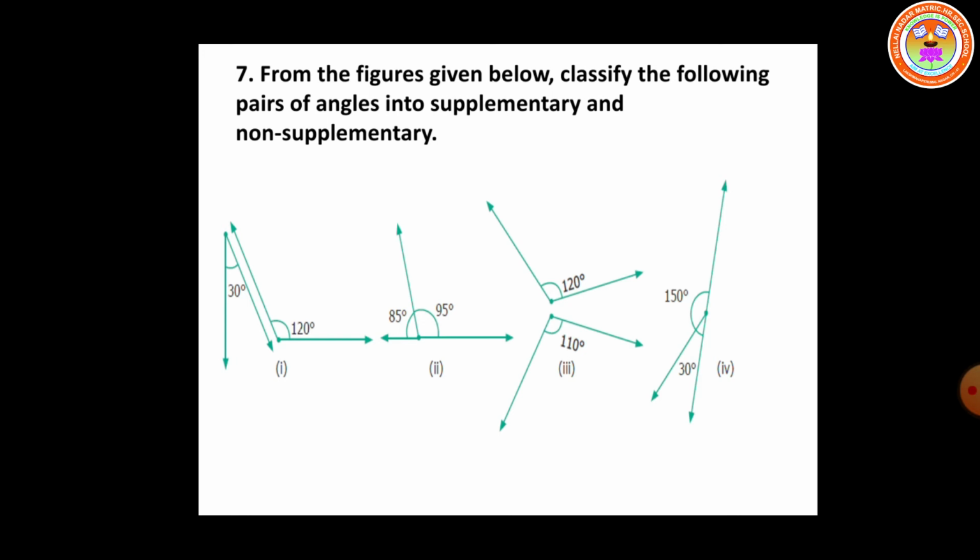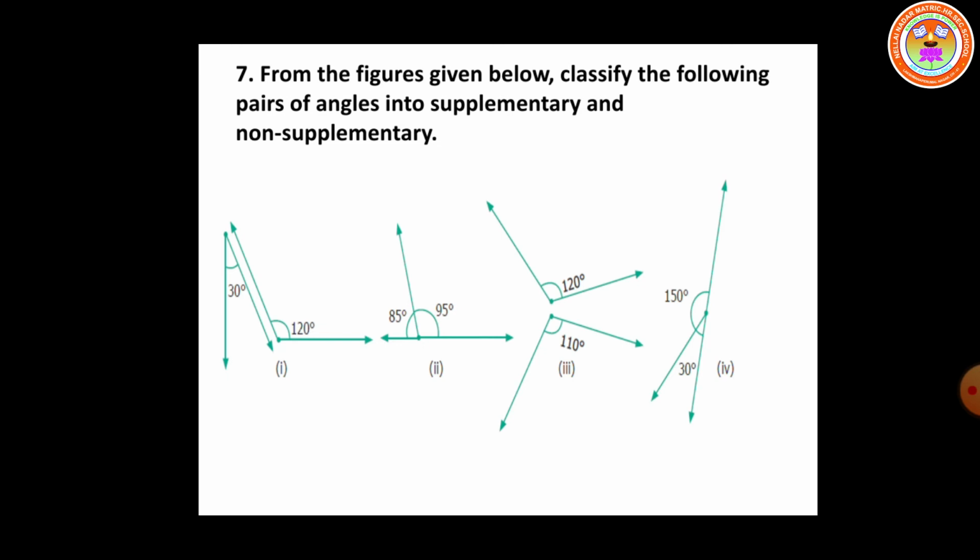4 subdivisions they given. In the first subdivision they given 30 degree and 120 degree. When we add these two, we get 150 degree, not 180 degree. Therefore, these angles are non-supplementary angles. See the next one, 85 degree and 95 degree. When we add, we get 180 degree. Therefore, the given angles are supplementary angles.